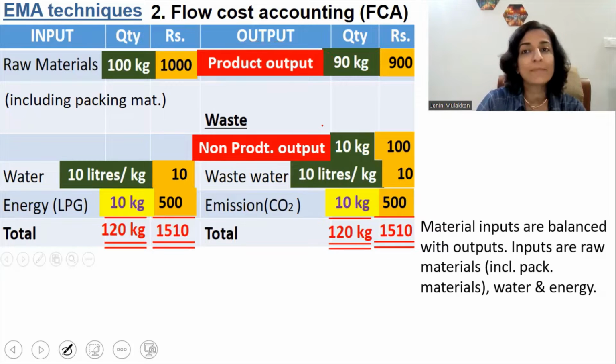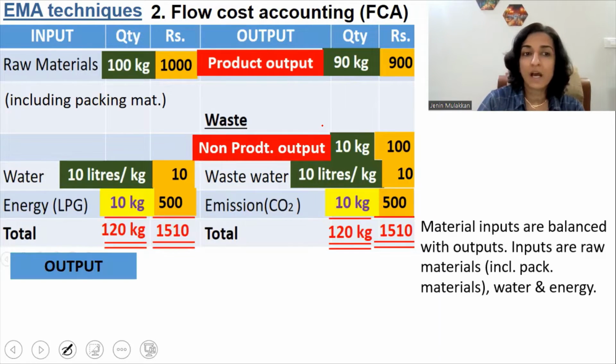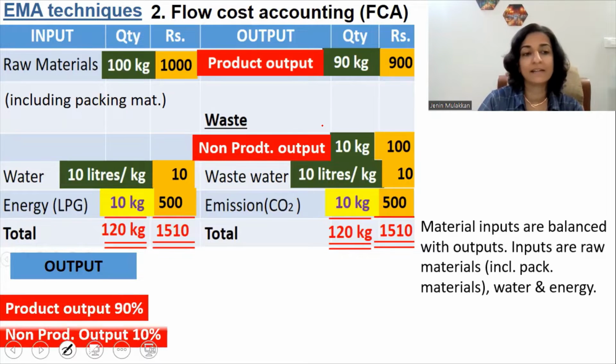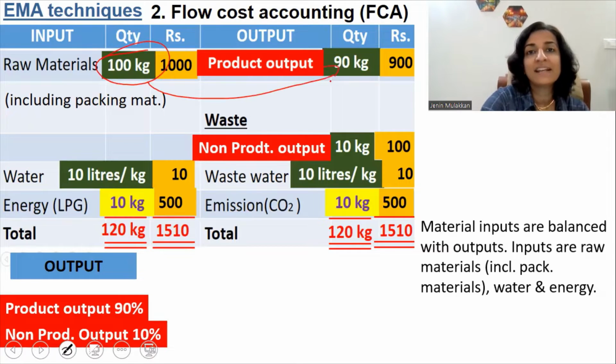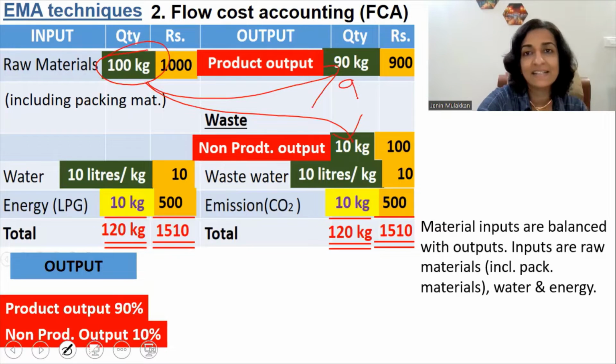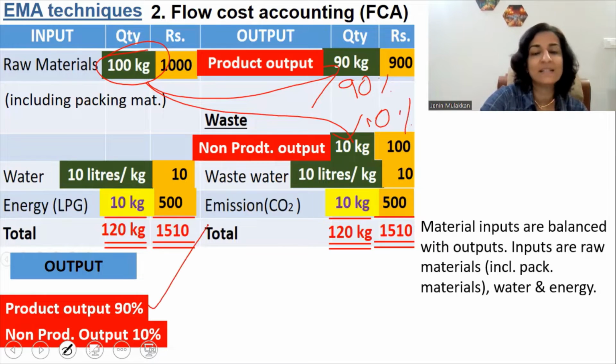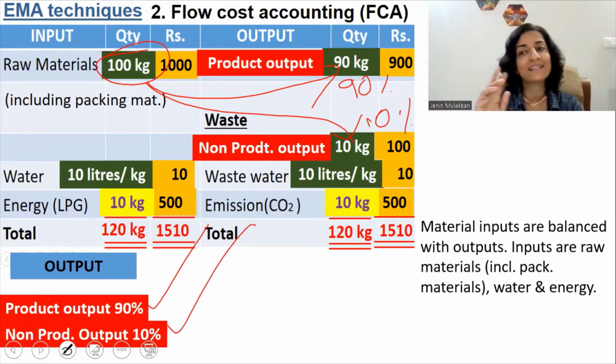Now we will go to step 2 of flow cost accounting. The output in flow cost accounting is divided between the product output and the non-product output. So if you see here, out of the 100 kg, 90 kg is a good output and 10 kg is a bad output. That is, 90% is a good output and 10% is the bad output. So that is what is written here. 90% is the product output or the good output and 10% is the bad output.